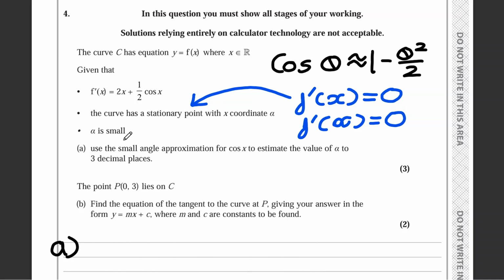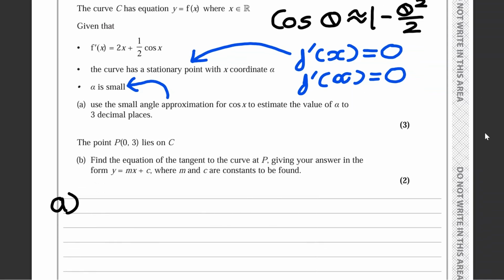Okay, so we can use the small angle approximations here because we're told that alpha is small. As we know that f dash of alpha is equal to 0, what we can do is sub alpha into this function here, get f dash of alpha, and equal this to 0, and then we've got an equation, and then we can find the value of alpha.